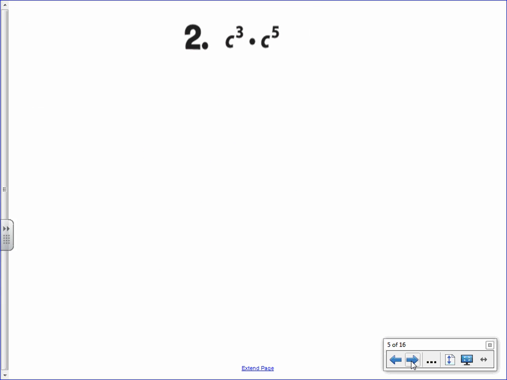Example 2, very similar, except these are variables instead of numbers. c cubed times c to the 5th. Well, if I think about my rule, I see that my two powers have the same base of c. My rule says keep the base, and it says add the exponents.